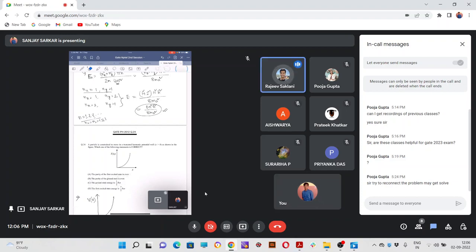Sir, what is the meaning of truncated harmonic oscillator potential? Truncated means that this part is not here. It is truncated to x greater than 0. That is a half harmonic oscillator. The words are similar: half harmonic oscillator and truncated harmonic oscillator are the same. There is no part for x less than 0, only x greater than 0 is there.